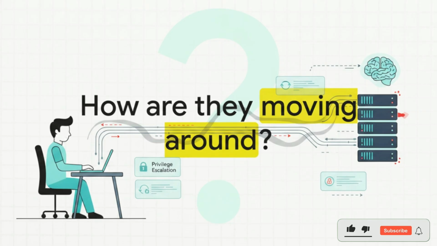But unfortunately, it doesn't stop there, because the next immediate and arguably more terrifying question is, how are they moving around? We're talking about an invisible threat actively navigating your network laterally. They're jumping from some random employee's laptop straight over to a highly restricted central server, escalating their privileges, and basically taking over the entire digital nervous system of the organization, all while remaining totally unseen.